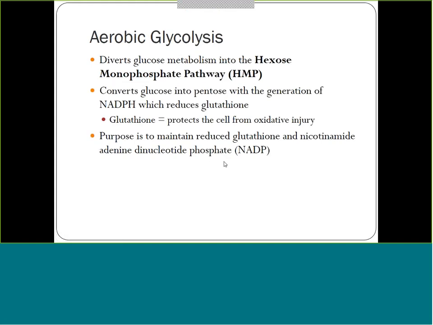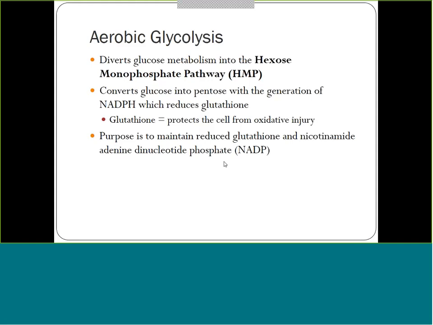All right, the other form of glycolysis was called aerobic glycolysis. There is a pathway under this called the hexose monophosphate pathway, and it's bolded because I find it important. The whole purpose of this pathway is to convert the glucose eventually into what we call glutathione. Glutathione is a protector. It's a bouncer for your cells. It's going to protect your cells from oxidative injury.